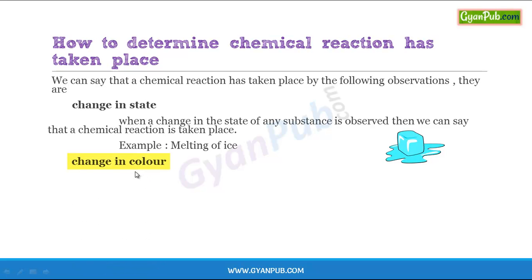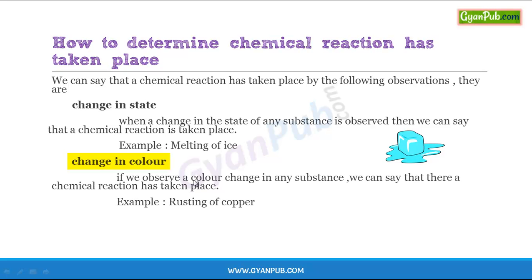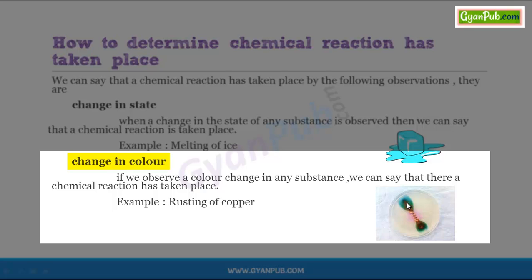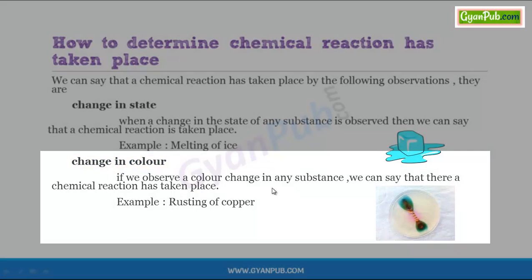if we observe a change in color of the initial substance, then we can say that a chemical reaction has taken place. For example, rusting of copper. In the process of rusting of copper, the initial color was brown, and after getting rusted, it changes to green. Here we can observe copper which got rusted, and the color change indicates a chemical reaction.